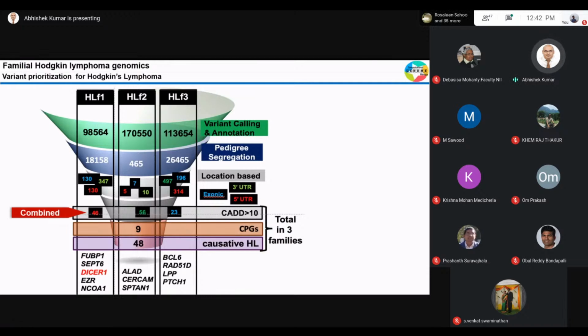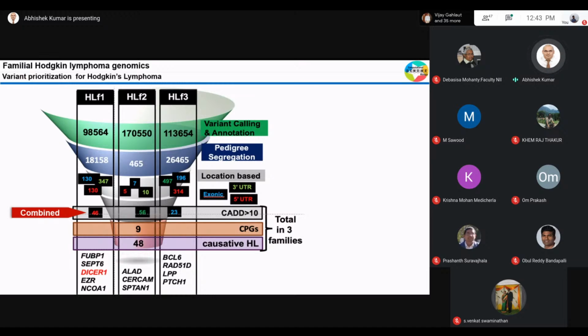And when you combine with the CAD score, the final 5' UTR variants were 46, 3' UTR variants were 56, and then 23 were exonic variants. And on top of it, if you look at the cancer predisposing genes, in the 3 families there are 9 of them, and 48 were causative HL genes. And then we identify these in each family.